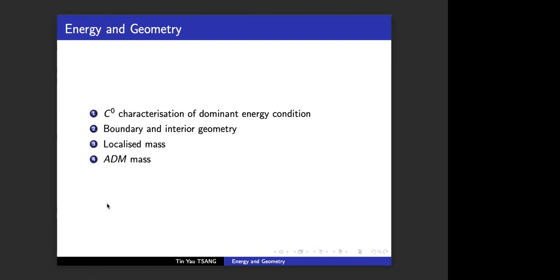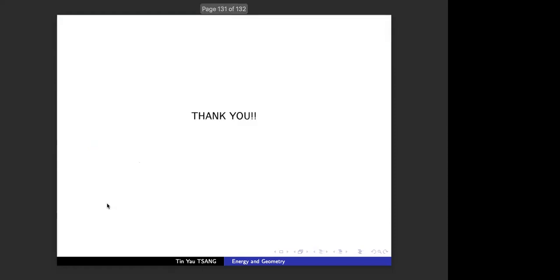Just to sum up, sorry for running over time, what we can see today is that, first of all, dihedral rigidity has a very rich content in the study of geometry and physics. First of all, it gives a characterization of boundary condition, and it showcases the relationship between the boundary geometry and the interior geometry. It serves as a localization of mass, and finally, it has a strong implication for the positivity of ADM mass.